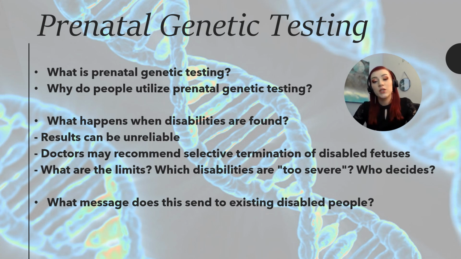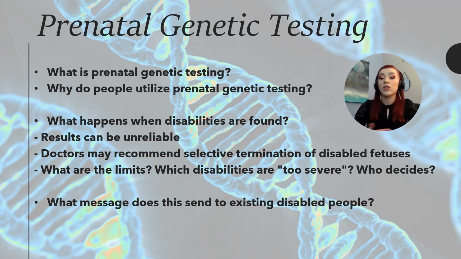So a lot of people use it to try to detect different kinds of so-called abnormalities, looking for specifically chromosomal differences. A lot of the time, people might do this type of testing to look for conditions like Down syndrome. And this is very common. A lot of individuals will go through prenatal genetic testing. A lot of people are very encouraged by their doctors to do this testing. But what we want to look at as disability sociologists and medical sociologists is what happens when disabilities are found.